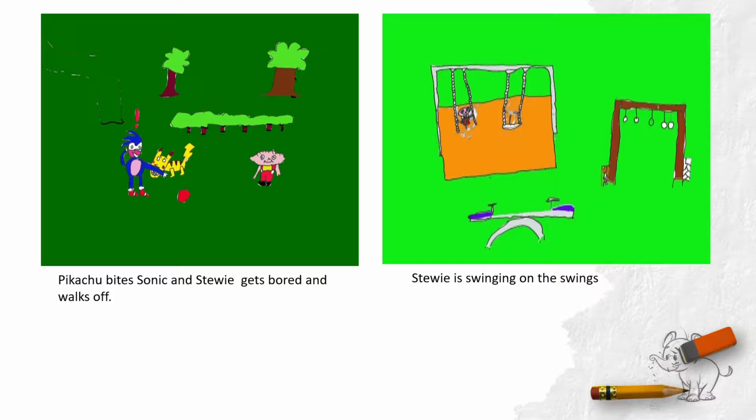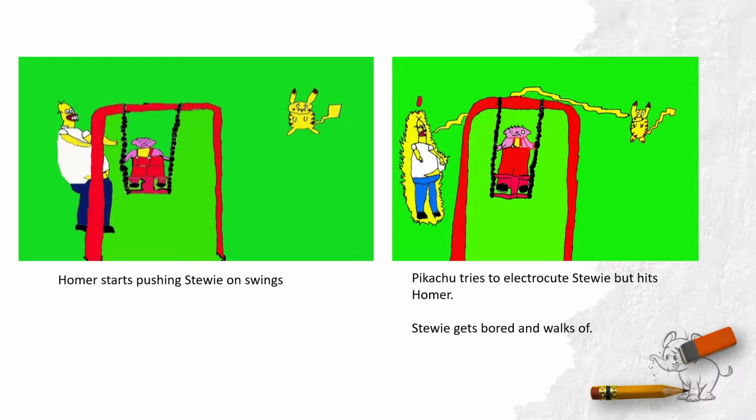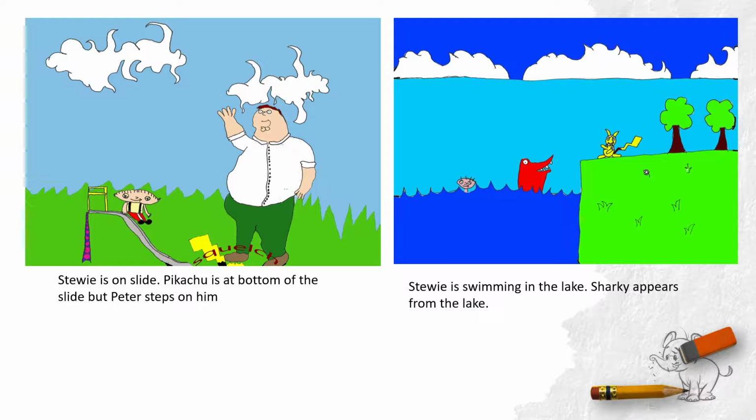Right, Stewie is swinging on the swings. Homer starts to push Stewie on the swings. Pikachu tries to electrocute Stewie but hits Homer. Stewie gets bored and walks off. Stewie is on the slide. Pikachu is at bottom of the slide, but Peter steps on him. Stewie is swimming in the lake. Sharky appears from the lake.